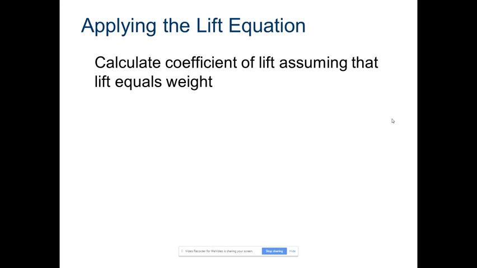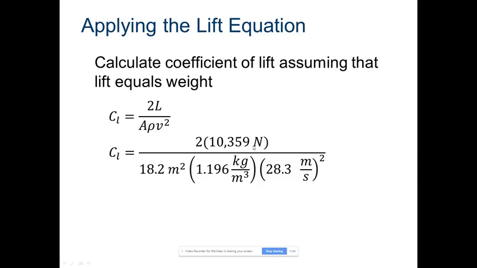So then you can calculate the coefficient of lift, assuming that the lift equals the weight of the aircraft. If the aircraft weighs 10,359 newtons, then we'll take that, multiply by 2. Then you can calculate the wing area, which sometimes is given, and then your density, and then your velocity squared. And then our coefficient of lift is 1.19. Generally, a bigger coefficient of lift is better than a lower one.